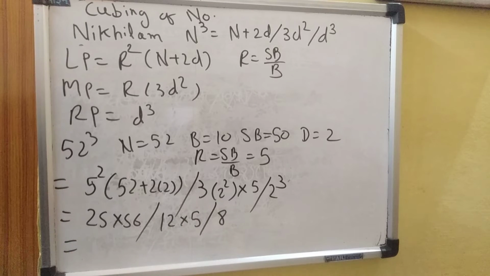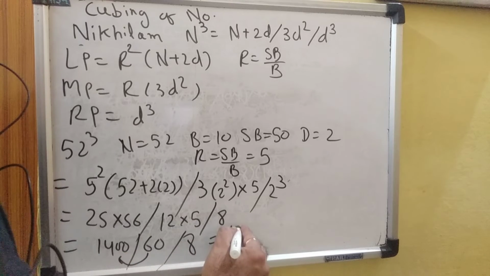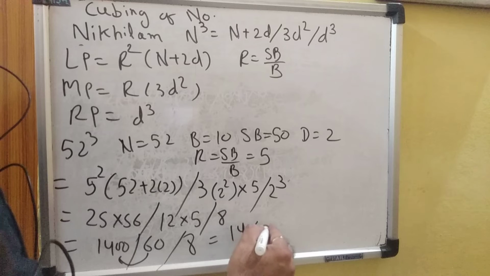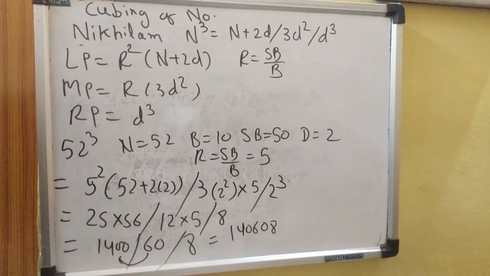On simplifying, 25 into 56 is 1400. Mid part is 12 into 5, which is 60, and right part is 8. But we have taken base 10 here, which contains 1 zero. So mid part and right part should be of 1 digit. So this surplus 6 will be carried towards left. So 140608 will be the answer.